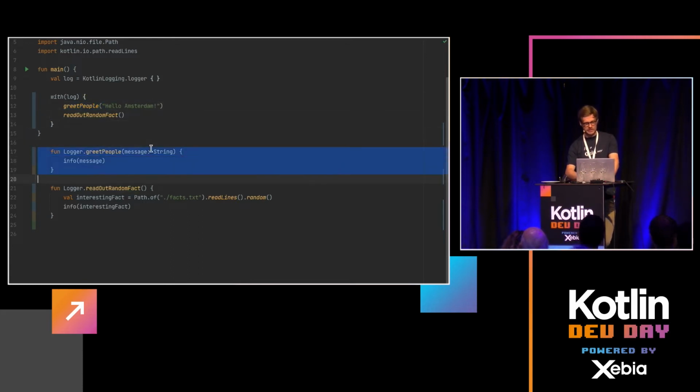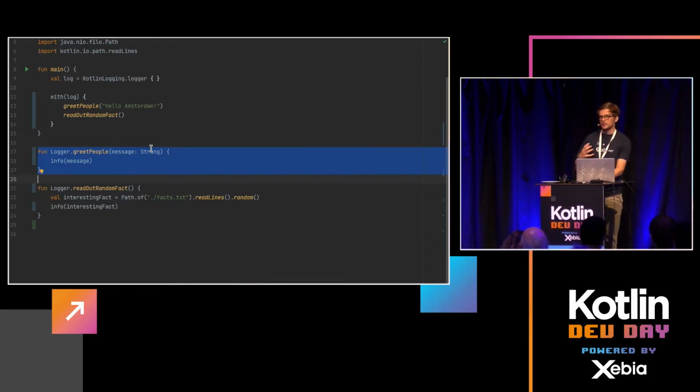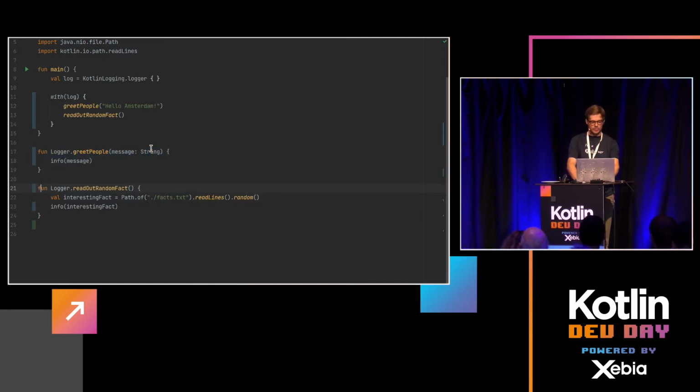However, if we look at this now, it looks a little bit weird, because why are we doing greet people on a logger? We're communicating something which we don't really want to communicate. Also, if you look at, for example, the read out random fact, it's not the logger that's doing the reading. It's just something that we need to have in the context.